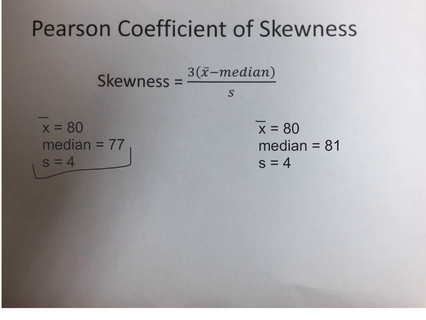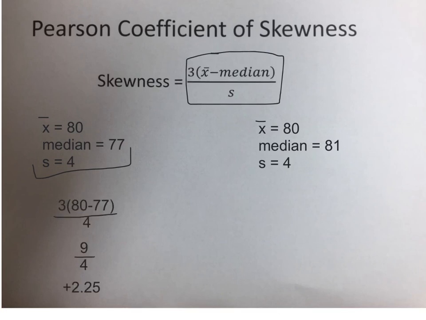If I plug into the formula right here, I'm going to end up with a positive 2.25 for my skewness number. When we talk about skewness, anything beyond -1 and +1 is probably going to indicate that there's some skewness in the population distribution. Since positive 2.25 is outside of that interval, -1 to +1, we're probably looking at a pretty substantial skewness in the population distribution. And since it's on the positive side, this distribution is skewed to the right.